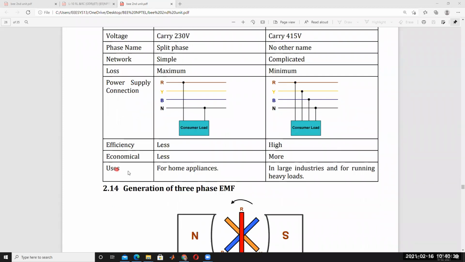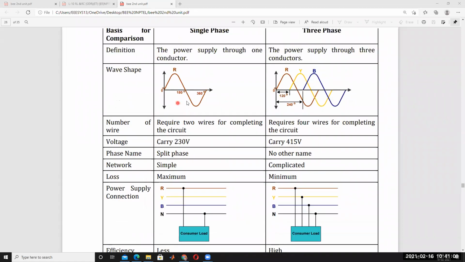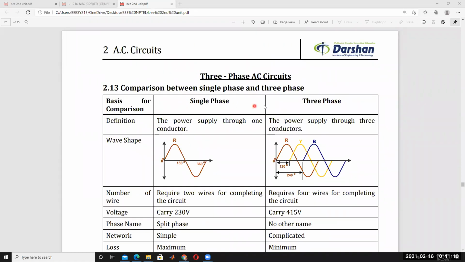Single phase is used for domestic, household applications only. Only small devices like fans, TVs, refrigerators and lights all operate at 230 volts. But in large industries, heavy loads are operated with a three phase system. So that is the comparison between a single phase system and a three phase system. Is it clear?